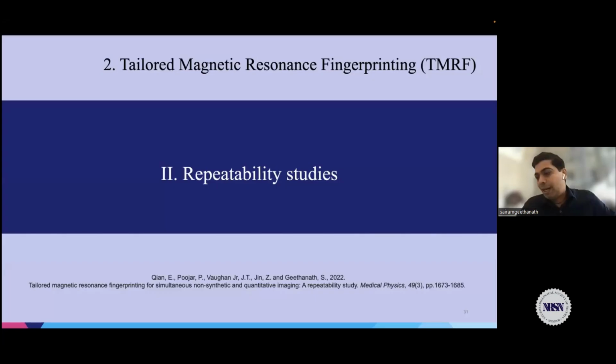Now that I've been showing you mostly a single representative volunteer data, the next step, of course, was to look at this in multiple healthy volunteers and multiple repeats as well. Again, it's all in this article, which you see at the bottom.